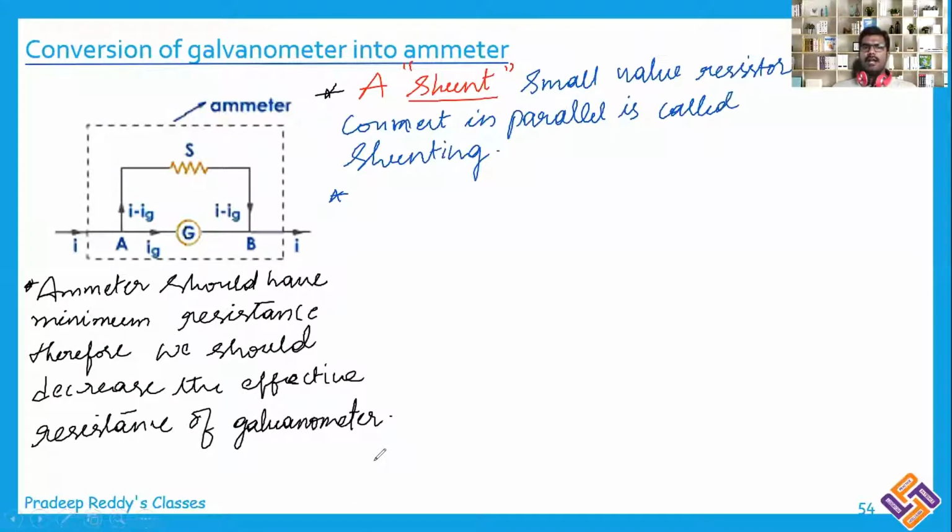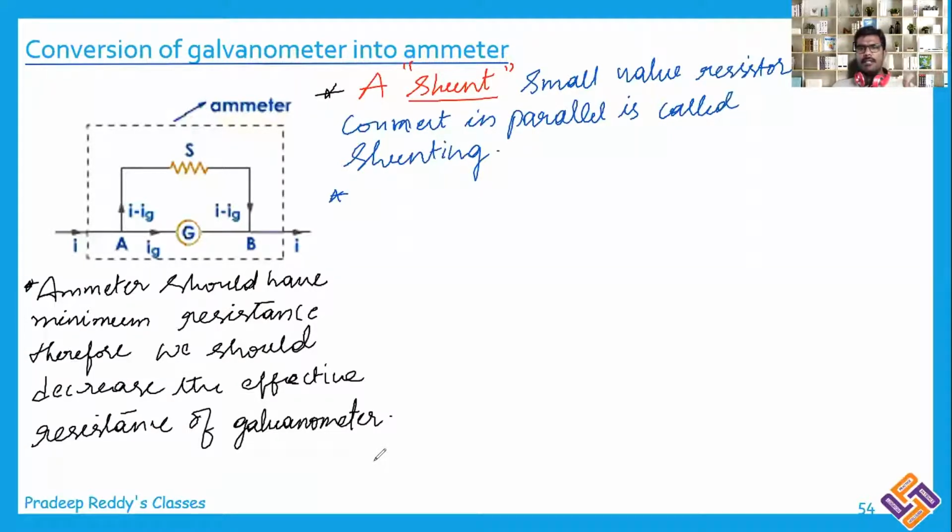So in conversion of a galvanometer into an ammeter, as we already have discussed, a galvanometer has very high resistance. So therefore we cannot directly use a galvanometer to measure current. What we need to do is decrease the resistance of the galvanometer. In order to decrease the resistance of the galvanometer, we will use a very small value resistor connected in parallel. And that very small value resistor is called a shunt. And the process of adding a shunt resistor to a galvanometer is called shunting.